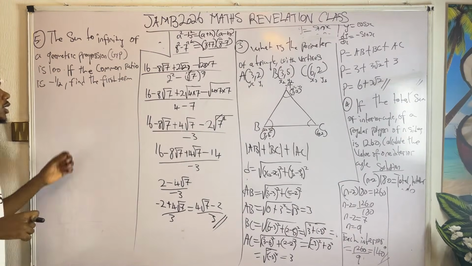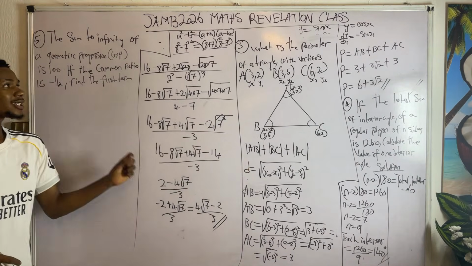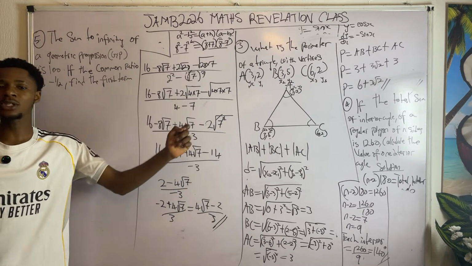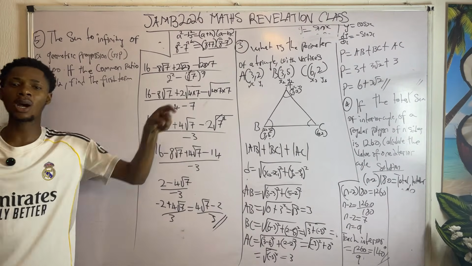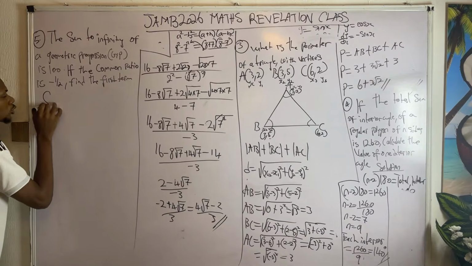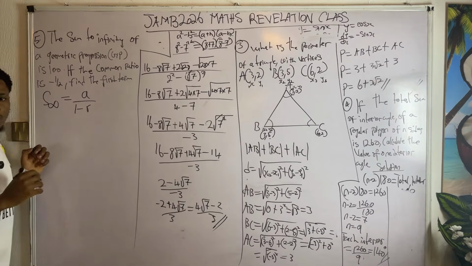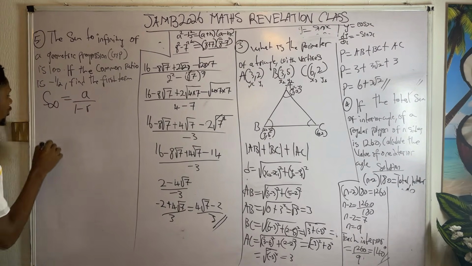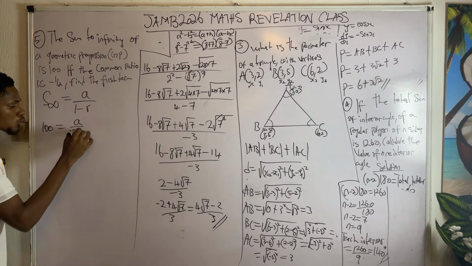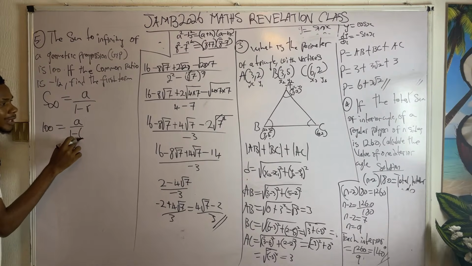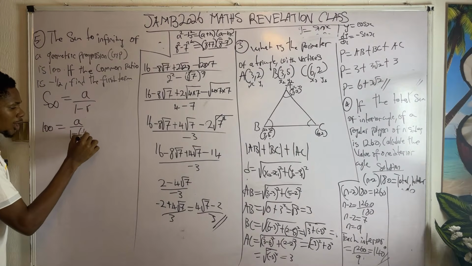Now, how do you solve this? Sum to infinity means we are adding a set of numbers to infinity, and these numbers are in geometric progression. How do you know they are in geometric progression? They have a common ratio. But for AP they have a common what now? A common difference. Now take note, the sum to infinity formula is the first term divided by 1 minus the common ratio. The sum to infinity was given as 100. So we have 100 is equal to a, the first term we have to solve for, divided by 1 minus the common ratio, which is given as minus 1 over 2.